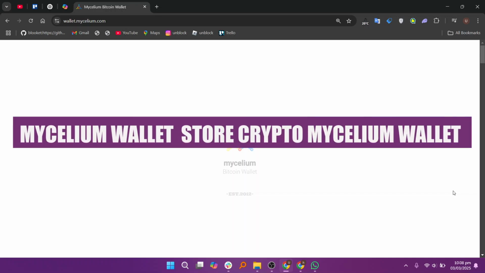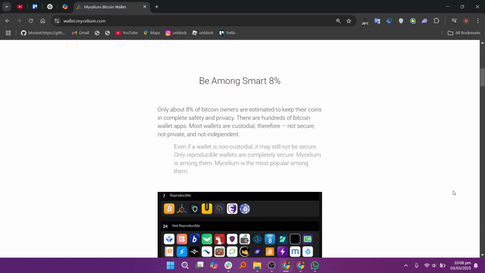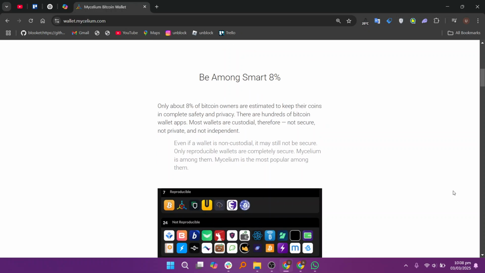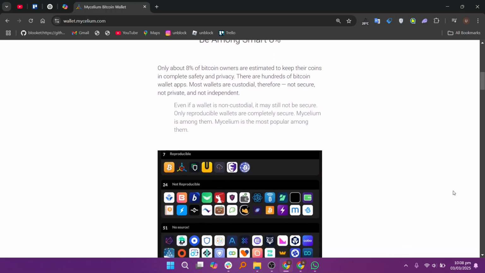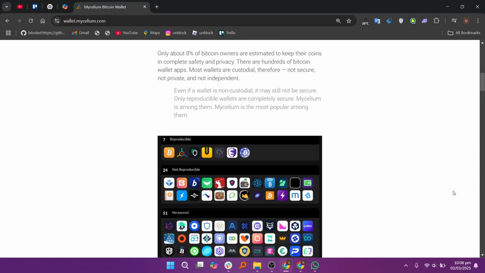In this video, we will guide you through the step-by-step process on how to use the Mycelium wallet. Mycelium wallet is a well-known Bitcoin wallet that offers strong security, advanced features, and a user-friendly experience. Only about 8% of Bitcoin owners are estimated to keep their coins in complete safety and privacy.